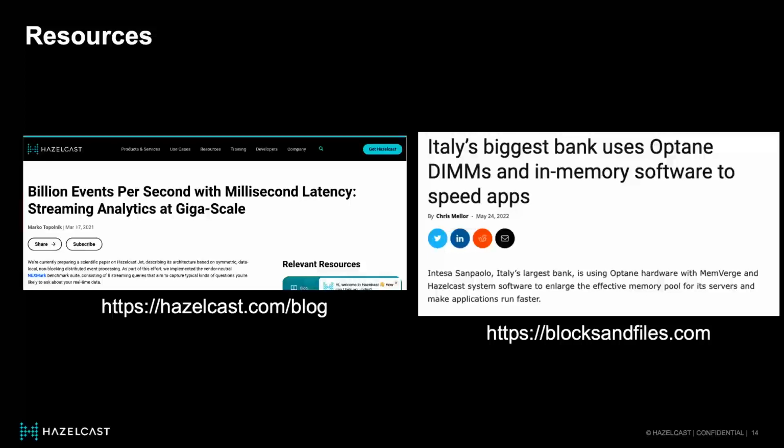And on the right, on blocksandfiles.com, there is a case study about Intesa Sanpaolo, Italy's largest bank, where they used Intel Optane and MemVerge and Hazelcast all together to essentially accelerate their business applications. So check out that story that was recently published.